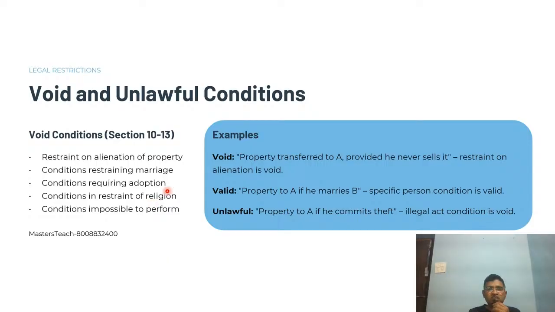So example, void: property transferred to A provided he never sells it. So restraint on alienation is void. Then valid: property to A if he is married to B. So a specific person condition is valid. Then unlawful: property to A if he commits a theft. So an illegal act condition is void. So these are the examples for the void and unlawful conditions.